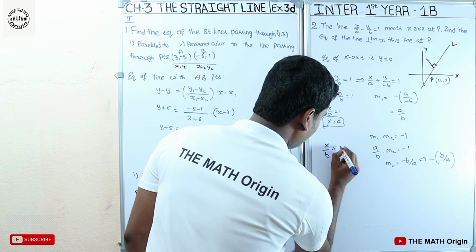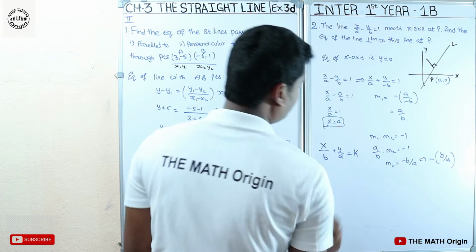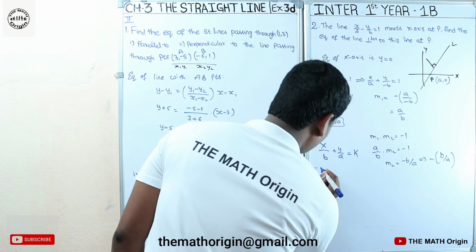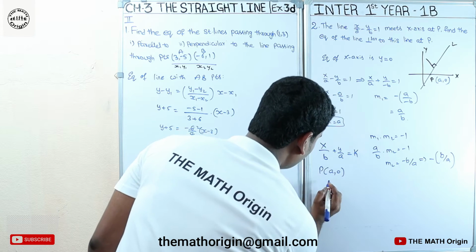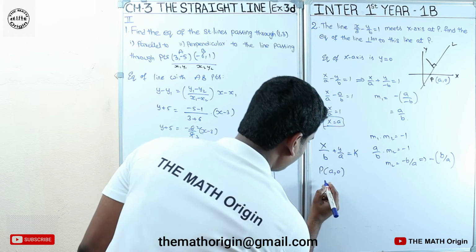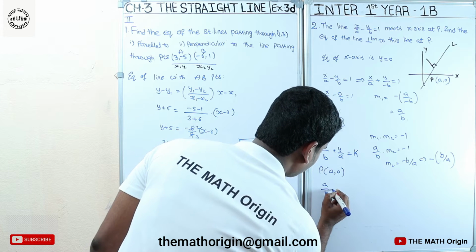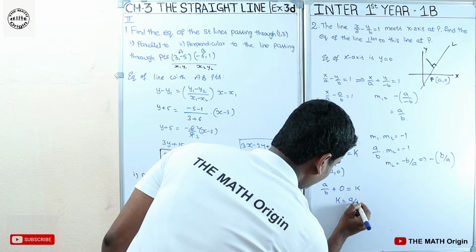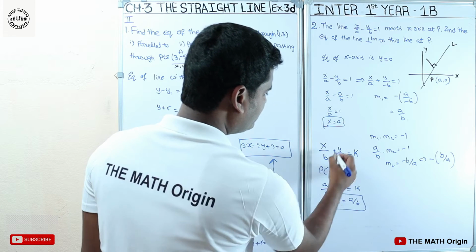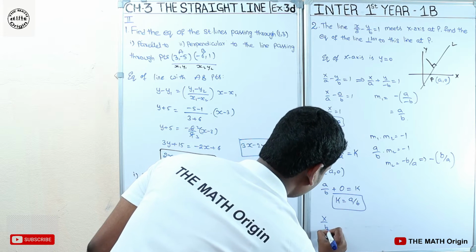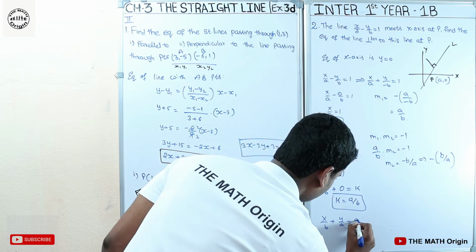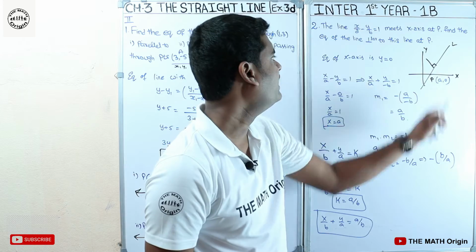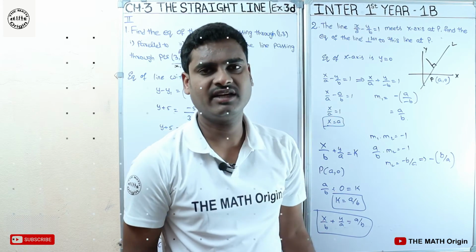So x by b plus y by a is equal to some constant k. This equation is passing through the point (a, 0). Now let's substitute these values. So a by b plus y, which is 0, equals k, therefore k equals a by b. Now let's substitute this value in the equation. x by b plus y by a equals a by b is the resulting equation for the perpendicular line. Therefore here ends the second problem.